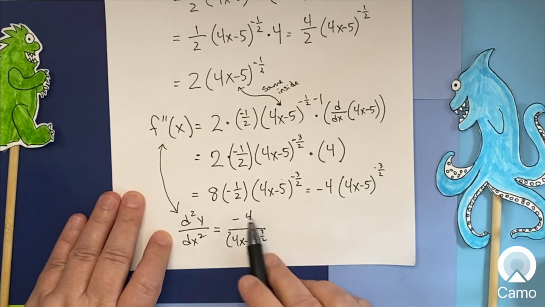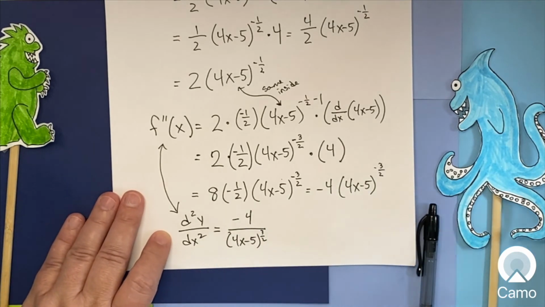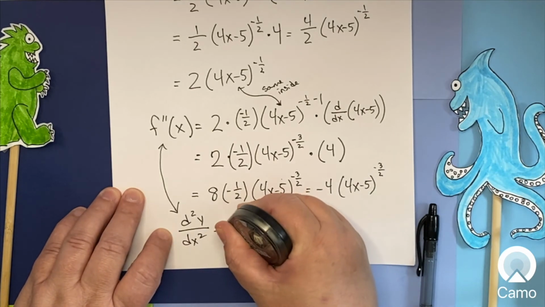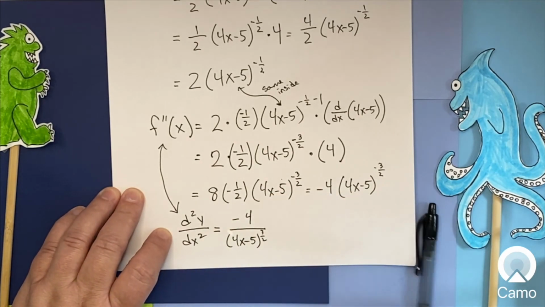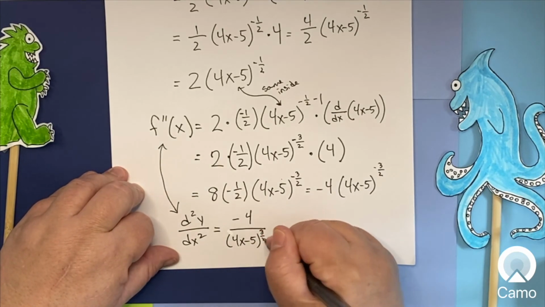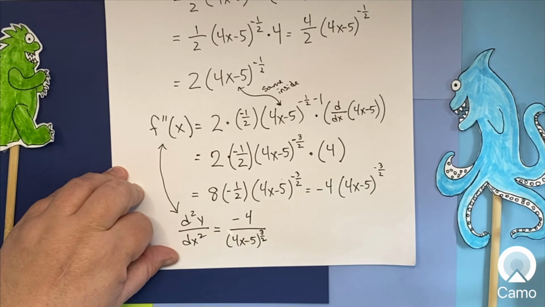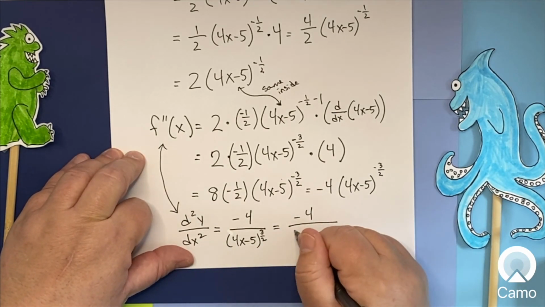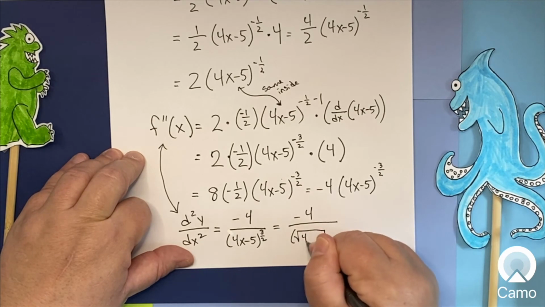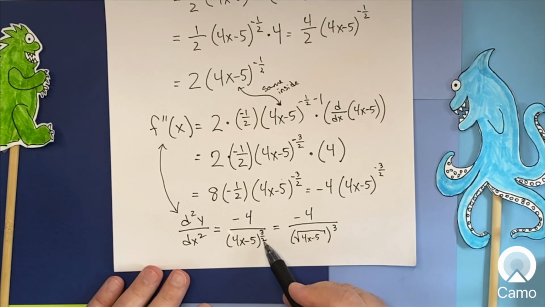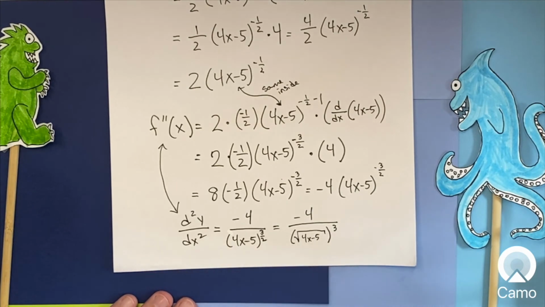Usually this is sufficient. I don't know why I can't draw 3's and 2's right now. But you could also write it as negative 4 all over radical 4x minus 5 cubed. So you could split the 3/2 up into the 2 parts. This is really an or situation, and it just depends on what you're looking for in that particular problem. But that's our second derivative.